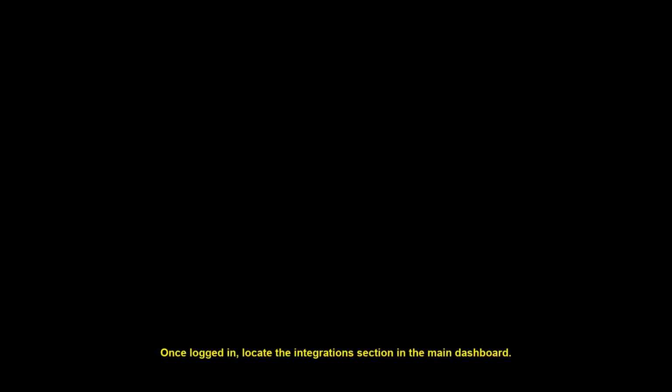Once logged in, locate the Integrations section in the main dashboard. Select the option for CRM integrations from the menu. You will see a list of available CRM systems. Choose the CRM you want to integrate with Gong. Follow the prompts to authorize the integration.